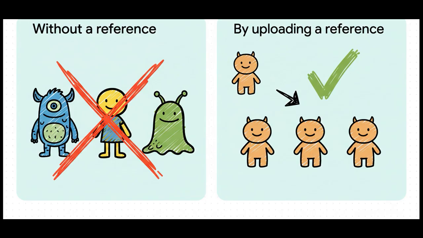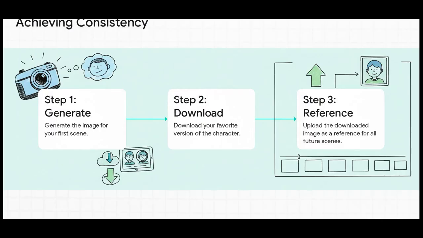And this slide right here shows you everything. On the left is the common problem. You give the AI a new prompt for a new scene, and you get a totally different looking person. It just doesn't work. But on the right, that's what we're aiming for, and we can get there with one simple little trick. This little three-step process is an absolute game changer.